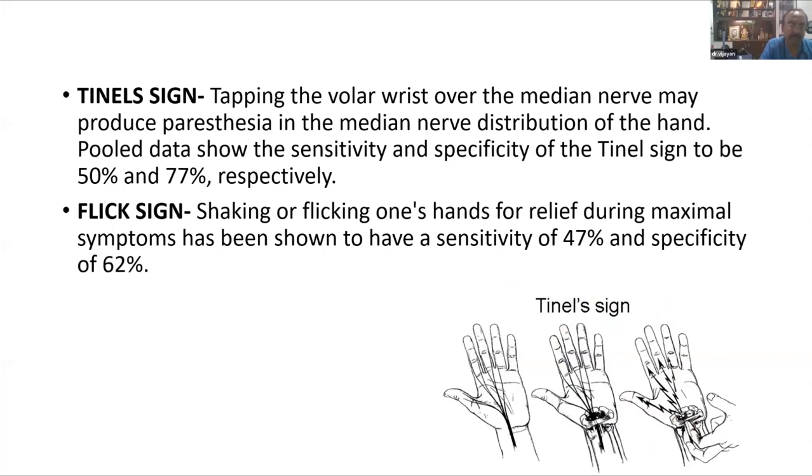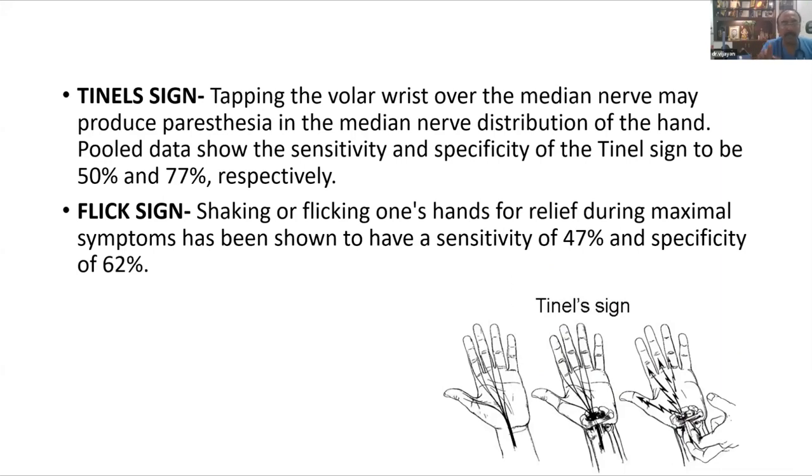The flick sign is another important sign, usually used to differentiate between carpal tunnel and radiculopathy. If the patient complains of pain which is relieved on shaking the hands, then it is always due to carpal tunnel. If the patient complains of pain which is aggravated by hand motion, it is almost always due to a radiculopathy. The very common confusion in clinical practice is whether it is a radiculopathy or a carpal tunnel.